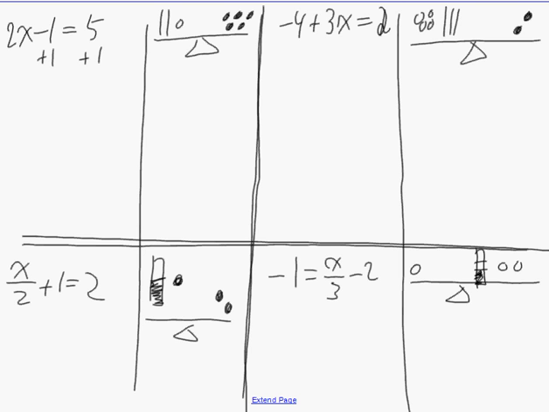So we put add 1 to both sides, and I know that those are the opposite operations. So subtracting 1 and adding 1 are like a zero pair. It creates nothing. So what I'd be left with is 2x equals 6, because 5 plus 1 is 6. So that's one step, getting rid of the constant.